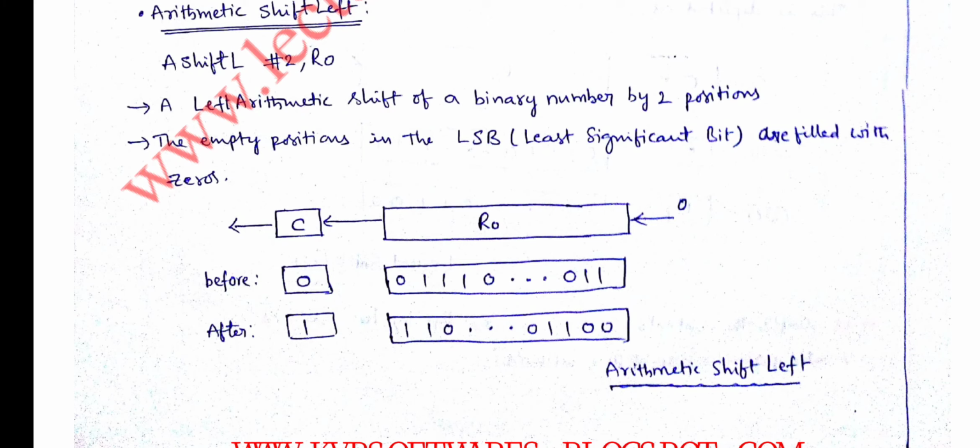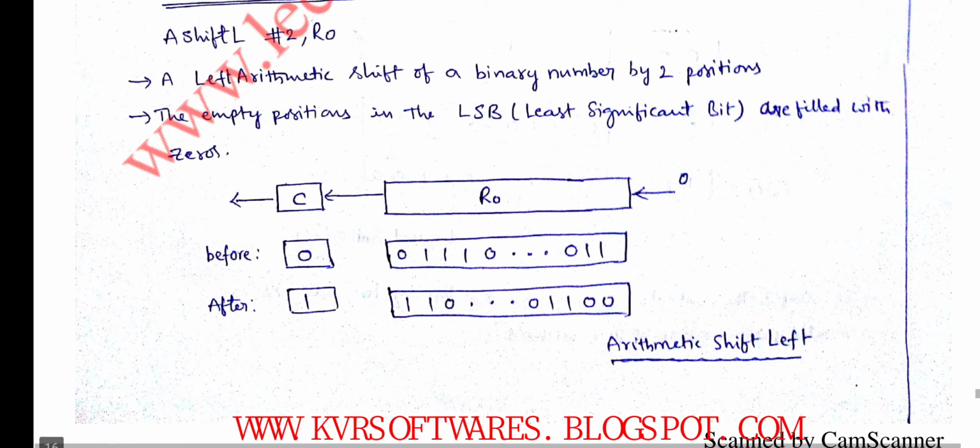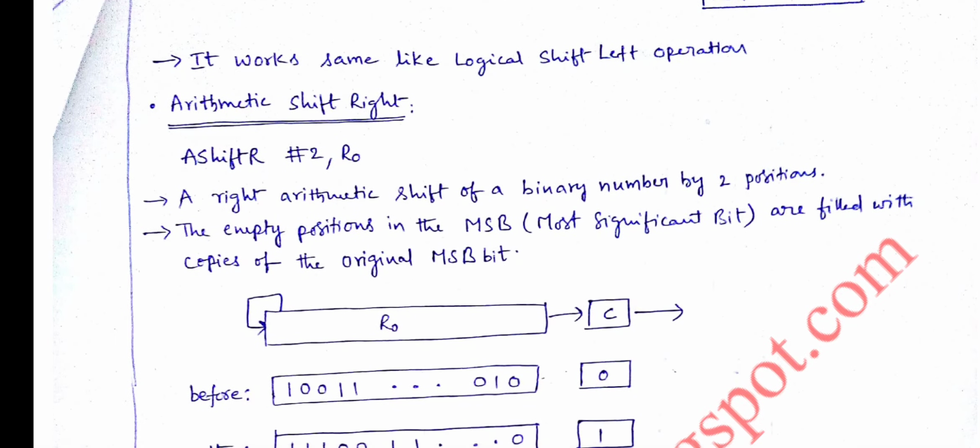Before, the contents are 0 0 1 1 1 0 0 1 1. After moving, 1 1 1 0 0 1 1, and the rightmost, least significant bits are filled with zeros. Next, it works the same as the logical shift left operation.